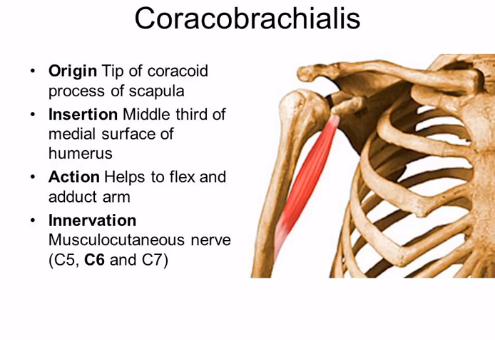Coracobrachialis. Origin: tip of coracoid process of scapula. Insertion: middle 3rd of medial surface of humerus. Action: helps to flex and adduct arm. Innervation: musculocutaneous nerve, C5, C6 and C7.